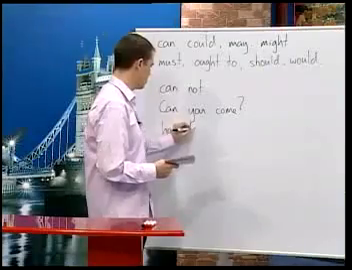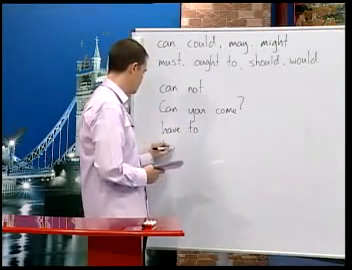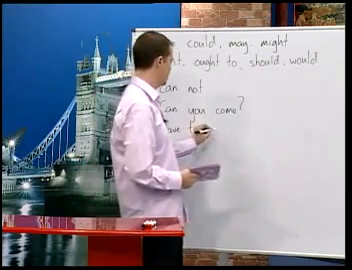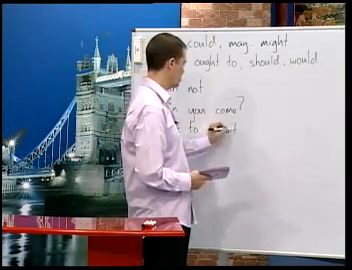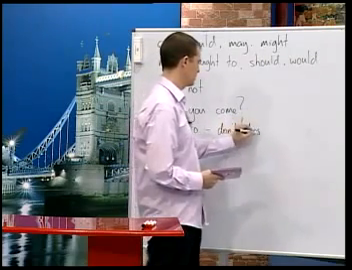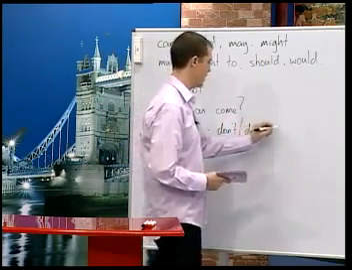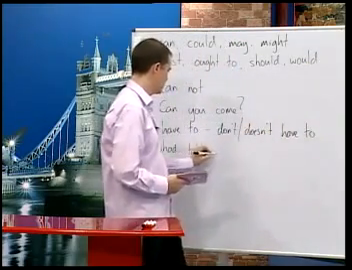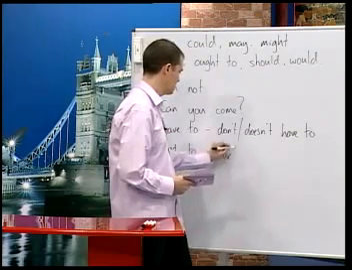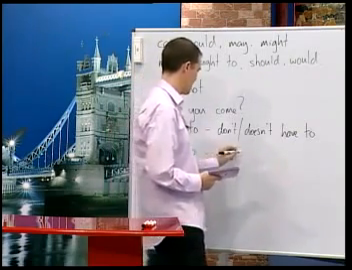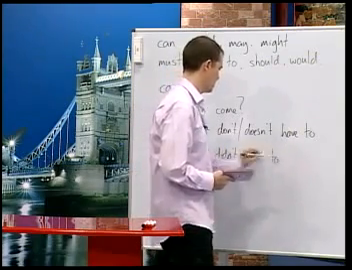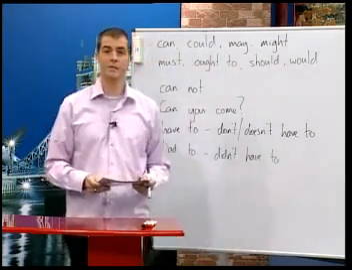Now, with have to, or the past tense had to, the negative is going to be don't or doesn't have to, and the past will be didn't have to. Okay, let's practice these forms now.